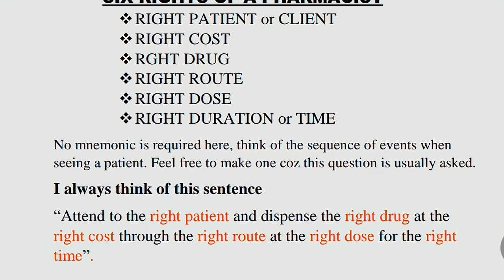Then 3, you give the right drug. Of course, you need to make sure you give that drug through the right route. You know, there are drugs which are meant for oral administration. There are drugs meant for IV. There are drugs meant for intramuscular. You need to be able to give through the right route. And then you give the right dose. Very important, because if you give too much of the drug, it can have toxic effects. If you give too little, it cannot elicit the particular action. And then also for the right duration.